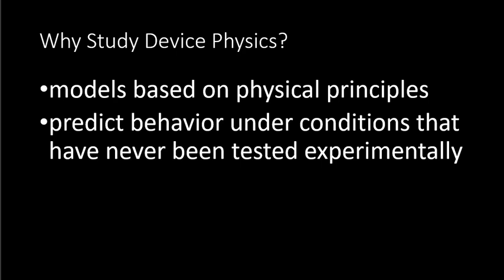Instead of relying only on measurements, we want models based on physical principles. A physics based model explains how electrons move, how electric fields are formed, how the charge carriers interact, and why current flows through a device. Once we understand these physical processes, we can predict behavior under new conditions that have never been tested experimentally.